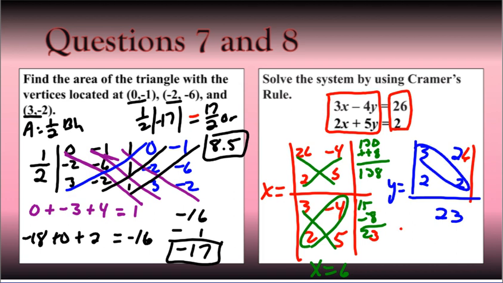So now I have 6 minus 52. So 6 minus 52 gives us negative 46. Negative 46 divided by 23, y would equal negative 2. So that would be our solution.